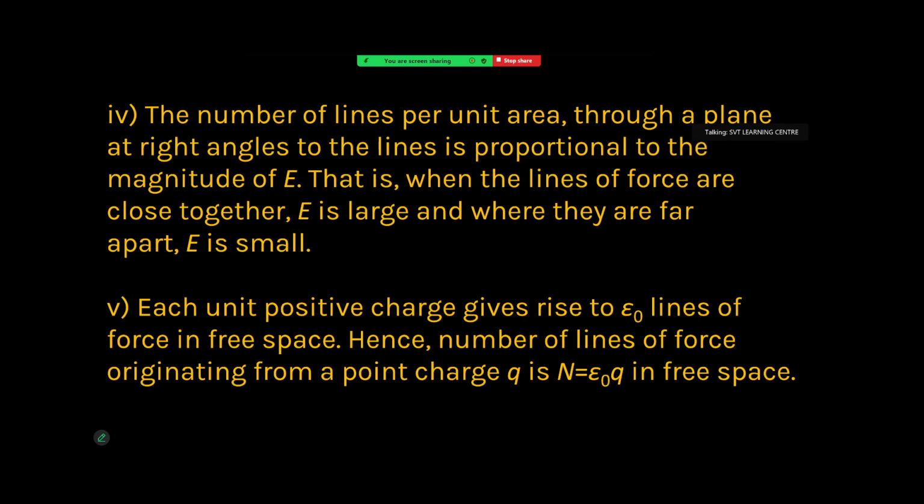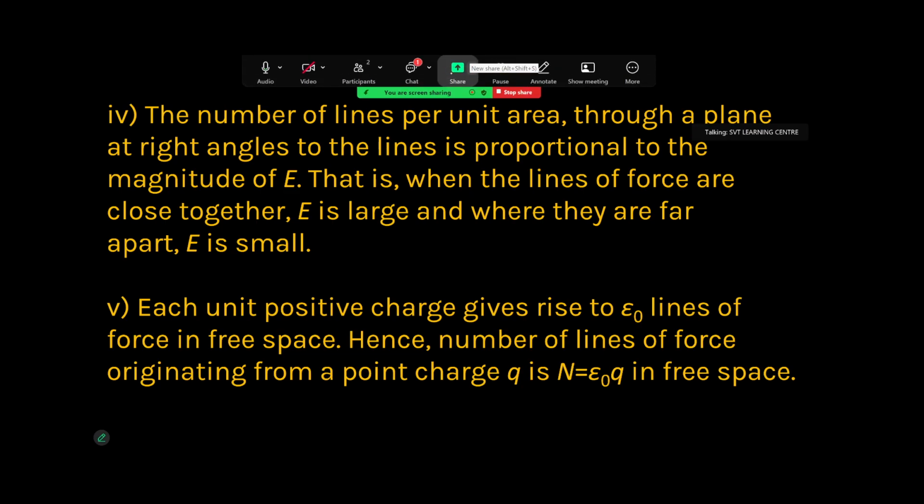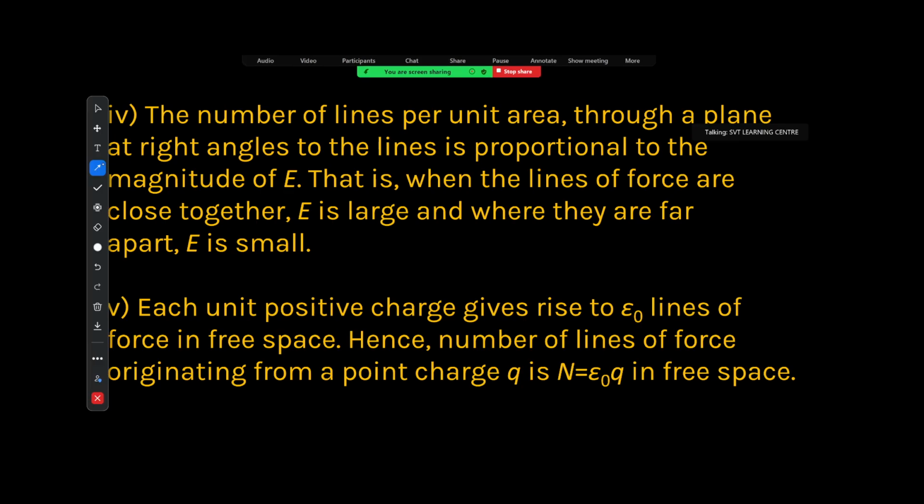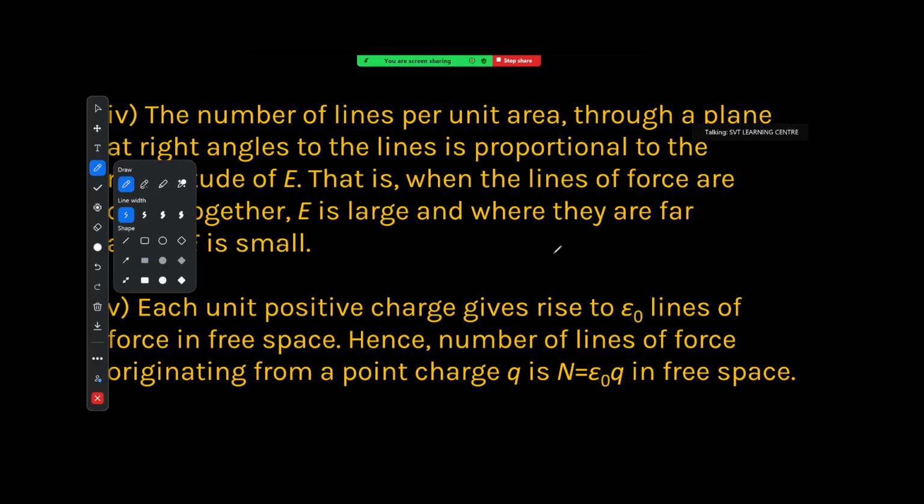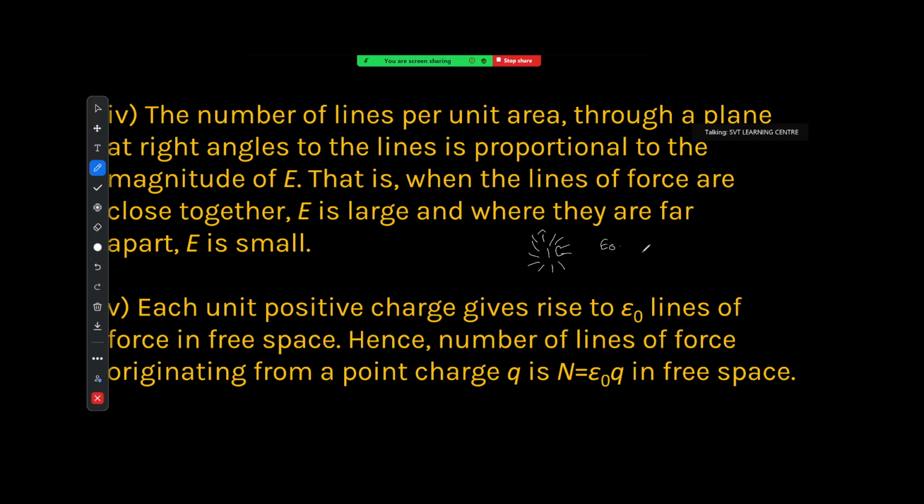This also states a very interesting fact: if you take a unit positive charge in free space, it gives rise to epsilon naught lines of force. So if you take a charge over here and it is 1 coulomb, then the electrical field lines that come out of this 1 coulomb will be equal to epsilon naught. The number of electrical field lines coming through 1 coulomb will be equal to epsilon naught. So if you have Q, then the total number of electrical field lines emanating from it will be equal to epsilon naught into Q.